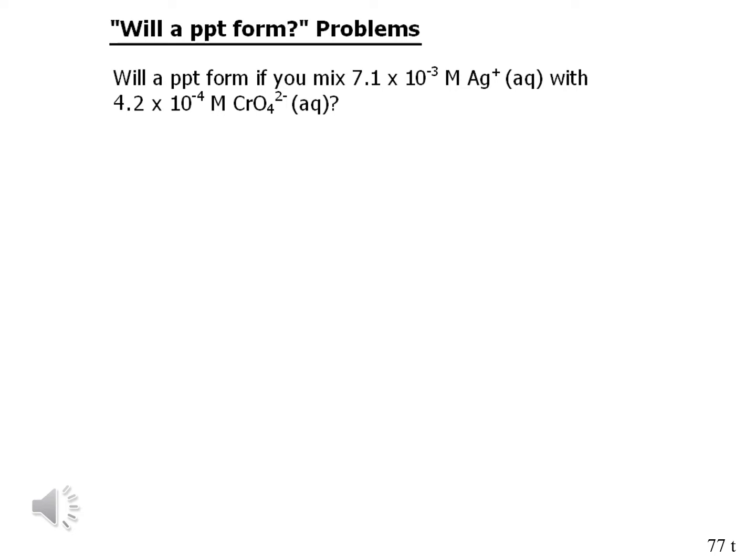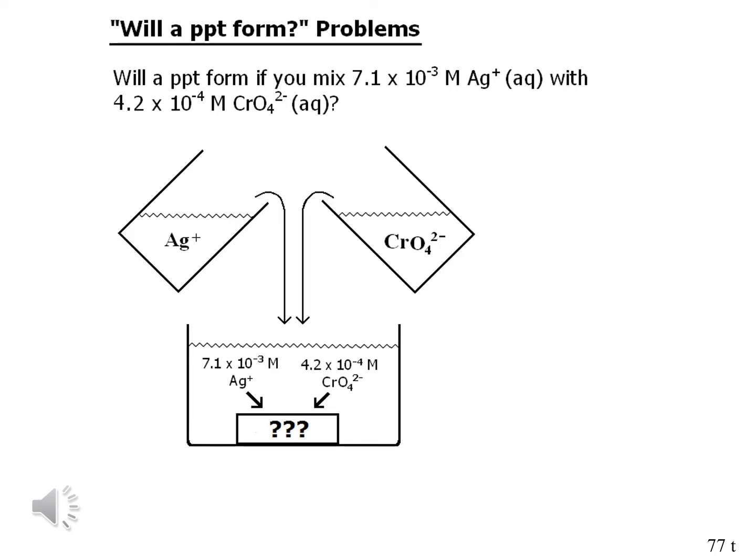And that's where these will-it-precipitate-form problems are coming from. You want to be sure that if you do an experiment in the lab, that you will get a precipitate. And so this question is going to ask, will a precipitate form if you mix a certain amount of silver ions with a different amount of chromate ions? What you're really doing is you're mixing together silver and chromate from two different sources, and after they dilute each other, they have the concentrations that are shown in that picture. The question is, will they form a precipitate?